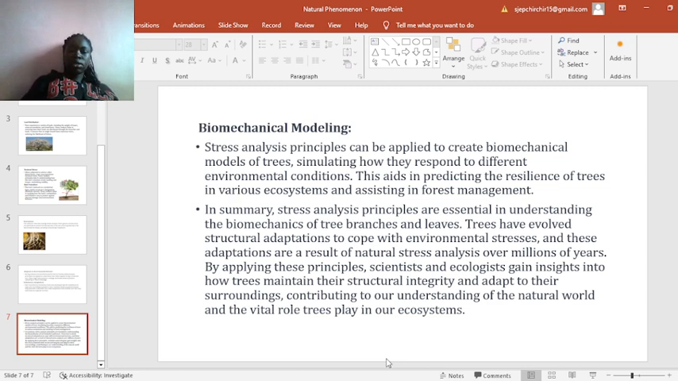By applying these principles, scientists and ecologists gain insight into how trees maintain their structural integrity and adapt to their surroundings. So you can see the plants have to adapt so as to survive in their natural habitat. They have to develop branches and leaves that are strong enough to withstand the stresses caused by the factors in their natural habitat.